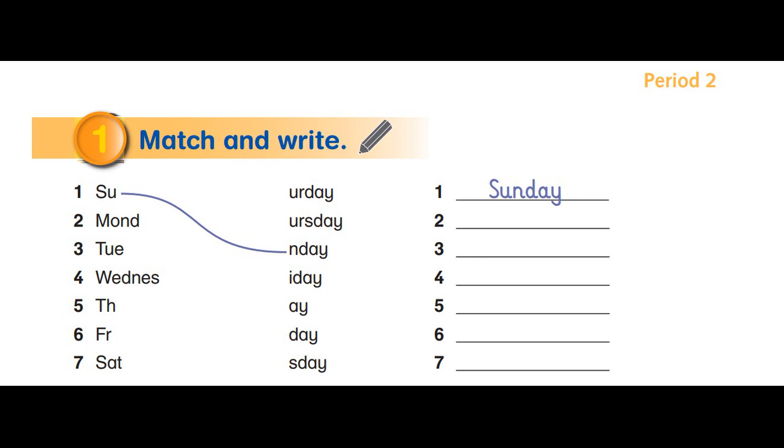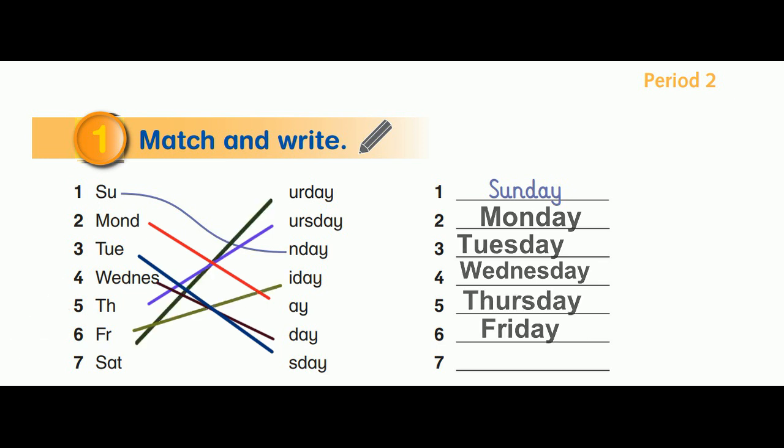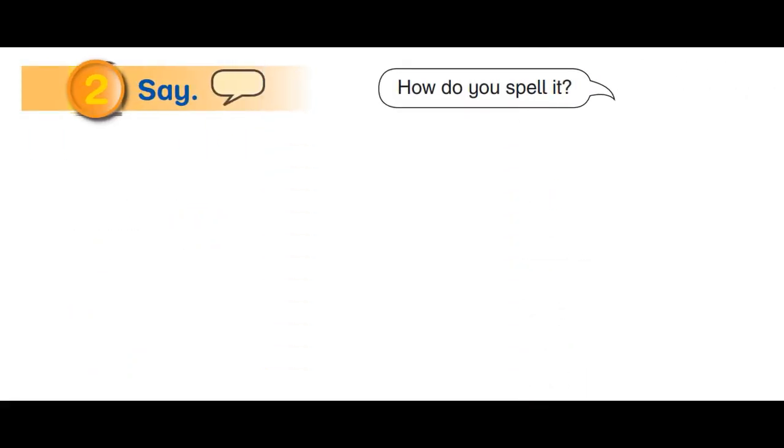Match and write. 1. Sunday. 2. Monday. 3. Tuesday. 4. Wednesday. 5. Thursday. 6. Friday. 7. Saturday. How do you spell it?